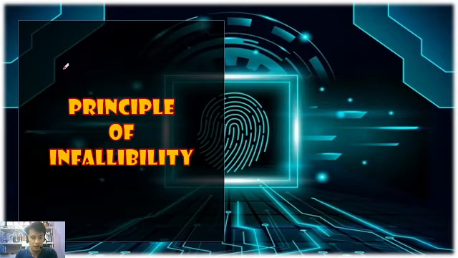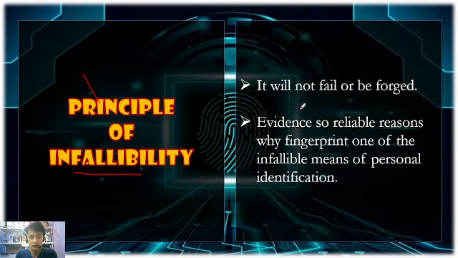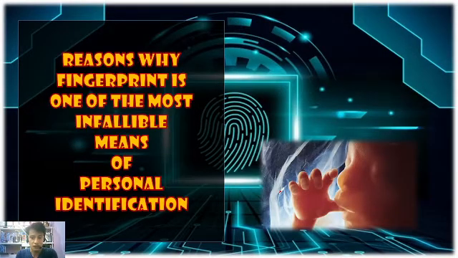And again, on the dogmatic principle still of fingerprint, we have here principle of infallibility. Infallibility. So it says in here that it will not fail or it will not be forged or hindi yan mapipeke. Okay, so evidence is so reliable reasons why fingerprint one of the infallible means of personal identification. So hindi ito basta-bastang ma-forge.